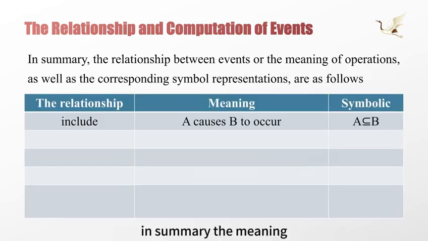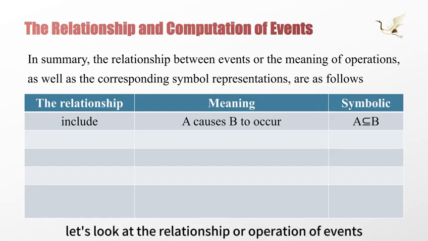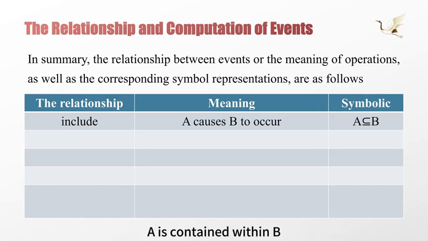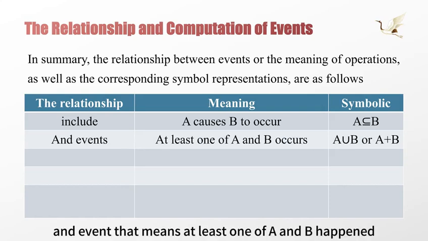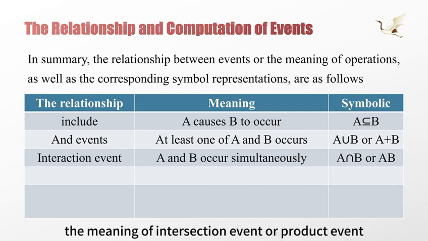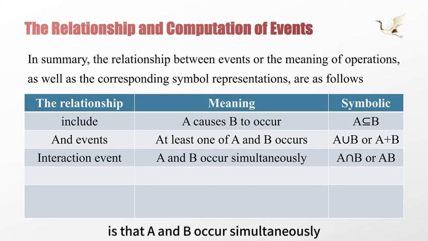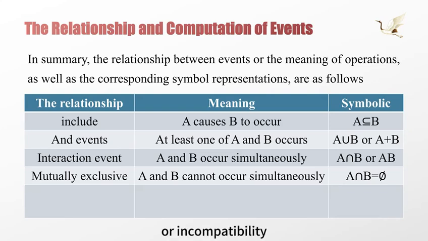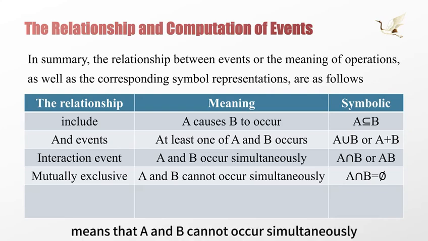In summary, the meaning and corresponding symbols of the relationships or operations of events are as follows. Let's look at the relationships or operations of events. Inclusion means that A causes B to occur, and we use symbols to represent that A is contained within B. Union event means that at least one of A and B happened. We use symbols to represent A union B, or A plus B. Next, the meaning of intersection event or product event is that A and B occur simultaneously, so the symbol representation is A intersection B or AB. Mutual exclusion or incompatibility means that A and B cannot occur simultaneously.